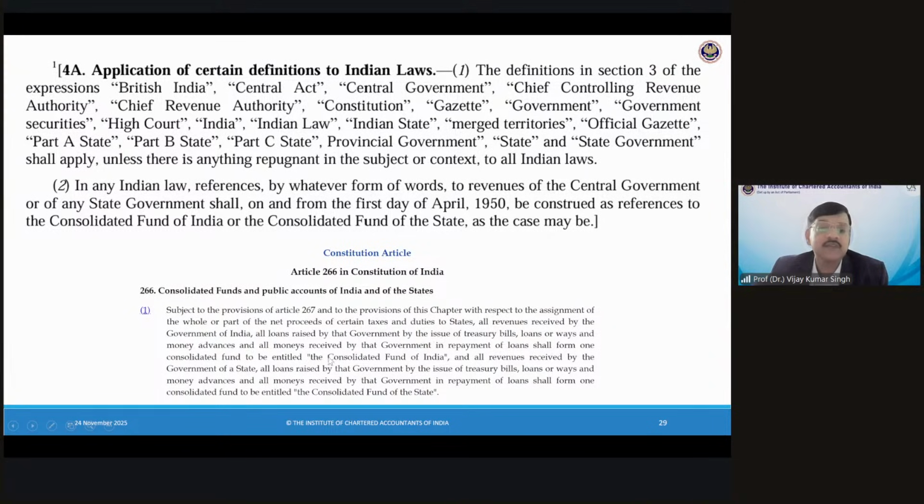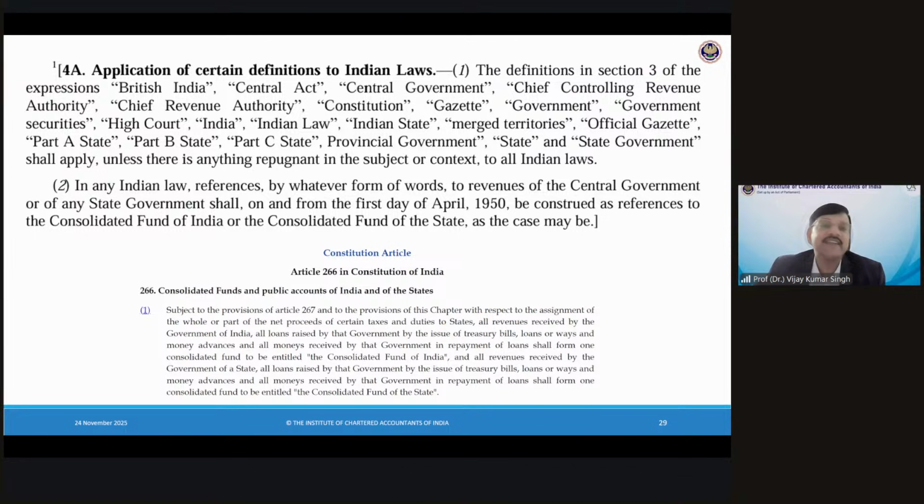It is talking about different terms. So it is basically saying that these words and expressions will be applicable to the constitutional provisions, or after the constitution has come into force, all the legislations which will come afterwards. The general clauses will be applicable to those particular legislations.